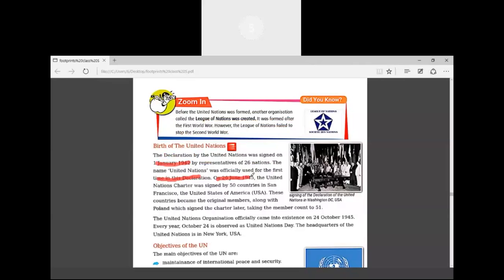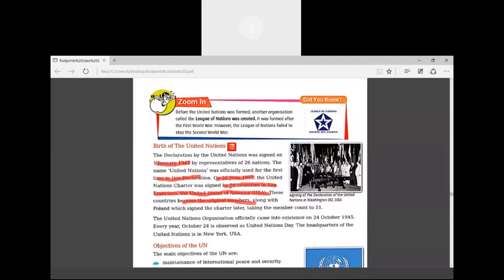Now, on 26 June 1945, the United Nations Charter was signed by 50 countries in San Francisco, the United States of America. Charter is an official order. So an official order was signed by 50 countries. Where was it signed? In USA. These countries became the original members. So those who signed in the USA became the original members of the United Nations.